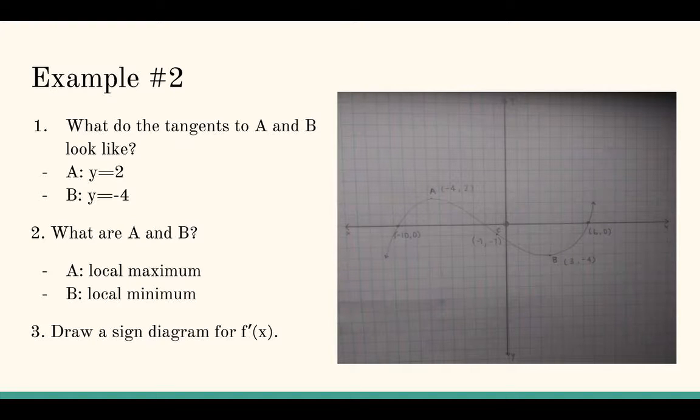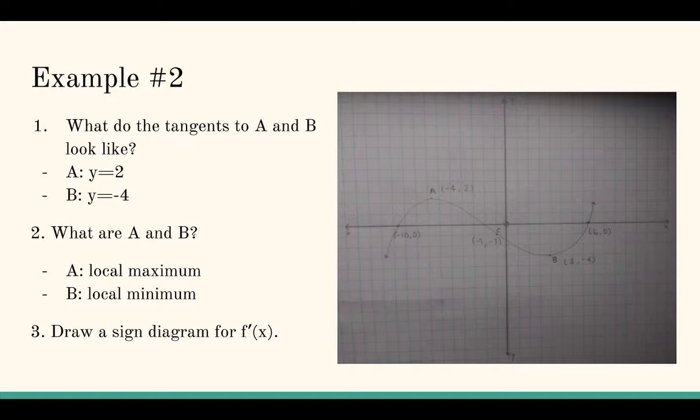So for A, it would look like y equals 2, because it would be a straight horizontal line, and we know that A hits the y-axis at 2. And for B, it would be y equals negative 4 because, again, it would be a horizontal line. And we know that B hits the y-axis at negative 4.